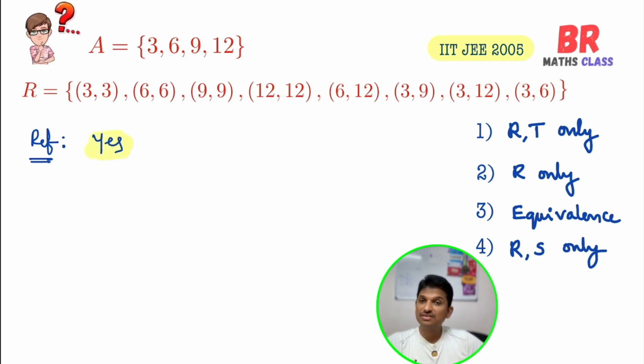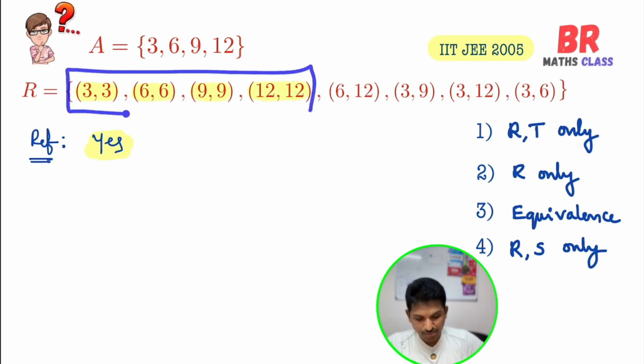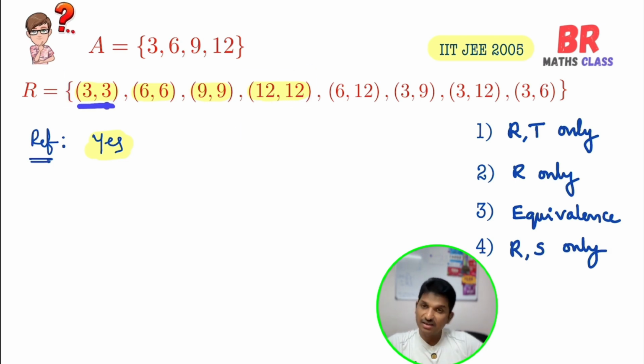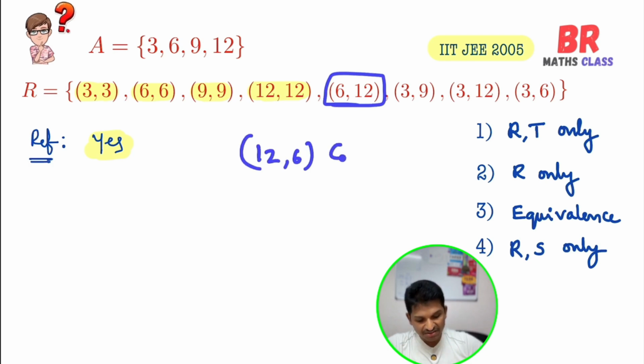Now I'll check symmetric also. Is this relation symmetric or not? You observe 3 comma 3, 6 comma 6, 9 comma 9, 12 comma 12. This type of element always passes the symmetric test, and this type of element always passes the transitive test also. So for these elements there is no need to check the symmetric test. For 6 comma 6, the reverse order is also 6 comma 6. This passed the symmetric test. This also passed, and this also passed. Now come to this. Here ordered pair 6 comma 12 is there. For ordered pair 6 comma 12, 12 comma 6 is there in the relation.